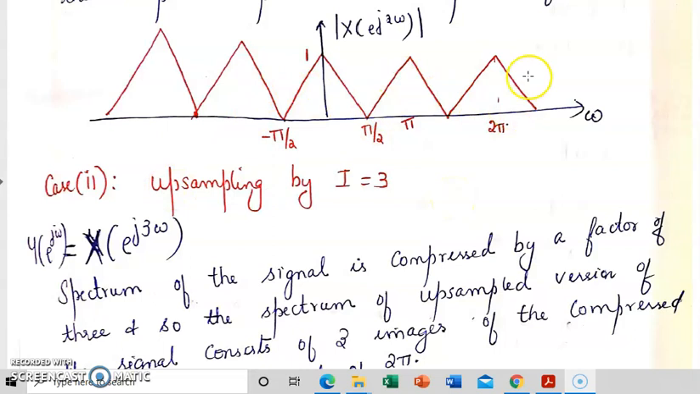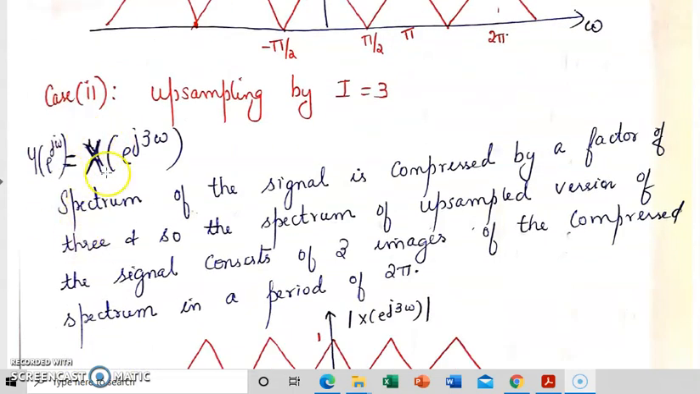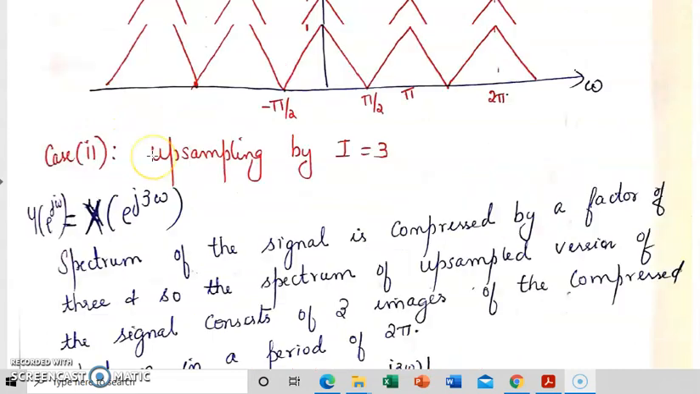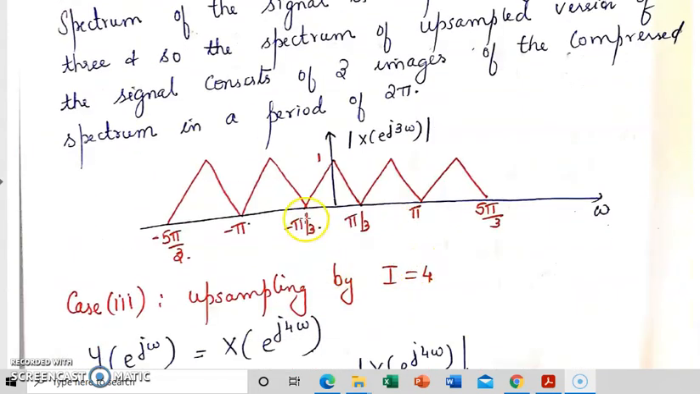So this is the frequency spectrum for the upsampled signal. Similarly, upsampling by a factor of I equal to 2. Next we'll see upsampling by I equal to 3. So the spectrum Y of e raised to j omega is obtained by compressing the spectrum of the input signal by a factor of 3, because this is equal to X of e raised to j3 omega. So we have to compress this by a factor of 3. So this becomes minus pi by 3 to plus pi by 3. Okay, and you can go on extending this.